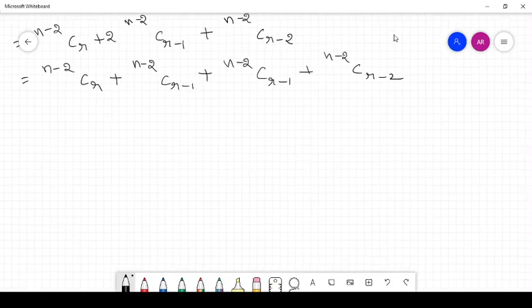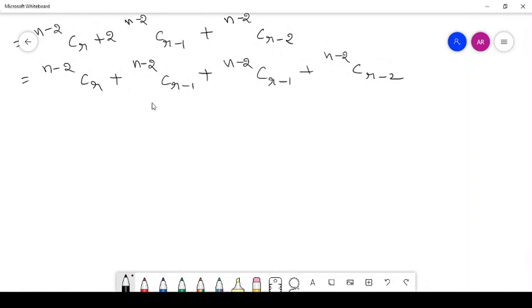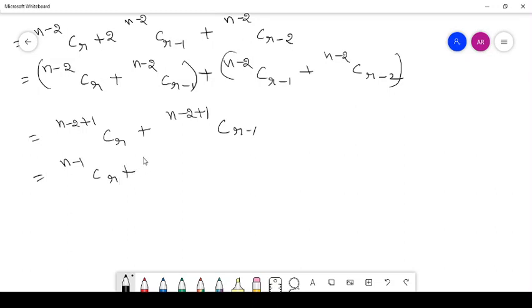Again you have to take the same result. First two terms one pair, last two terms one pair. Then here this result becomes n minus 2 plus 1 C r plus, here also n minus 2 plus 1 C r minus 1. n minus 2 plus 1 is n minus 1 C r plus n minus 1 C r minus 1. Again you have to use the same result. This becomes n minus 1 plus 1 C r. Plus 1 minus 1 will be cancelled. This is equal to nCr.